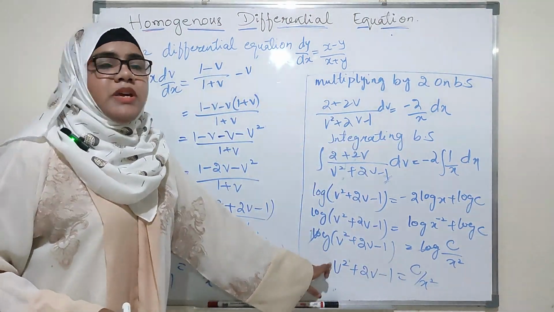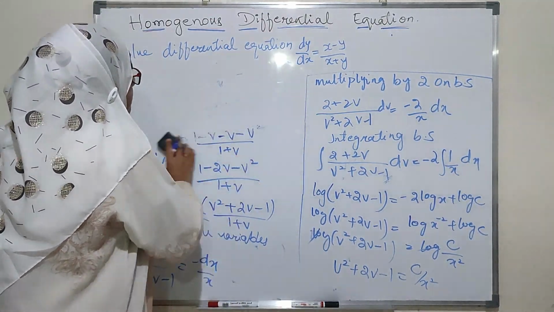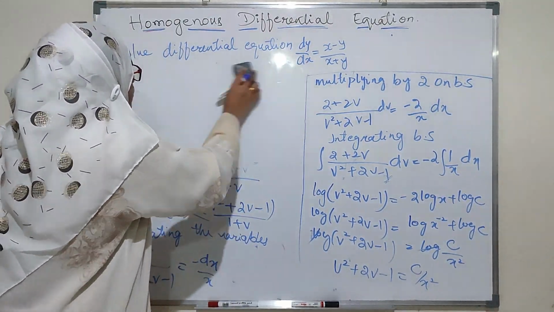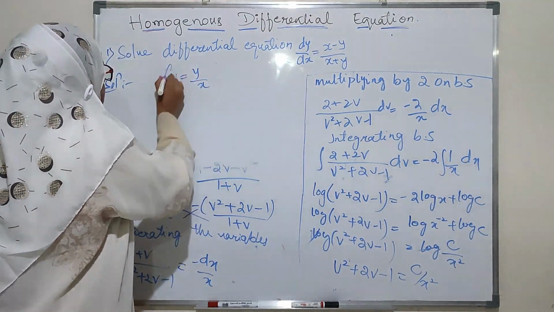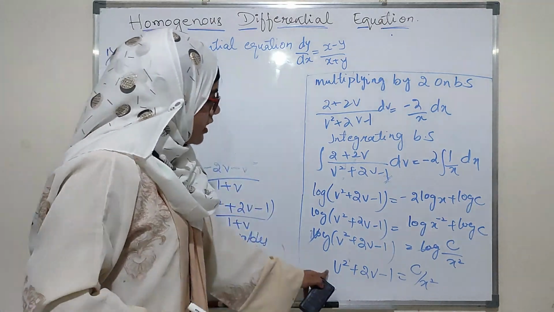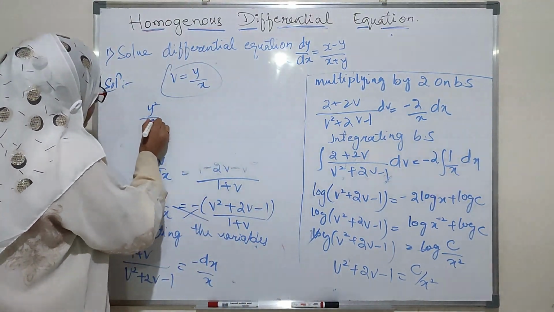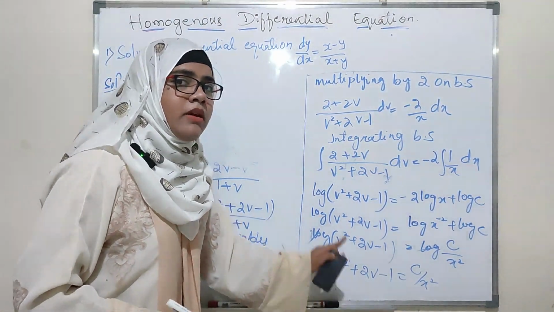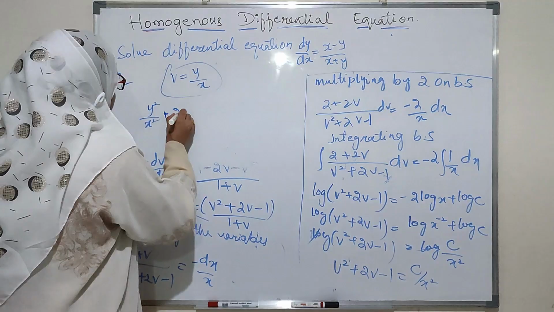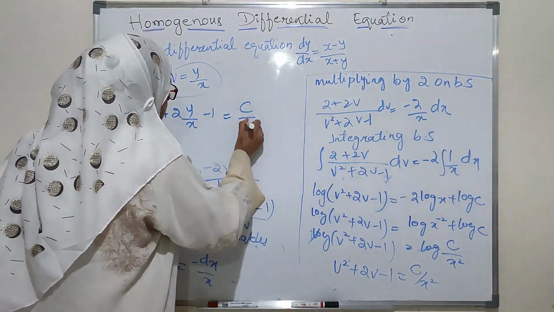So replacing v, which we have taken as y by x. Substituting the v value, v is equal to y by x. Replacing this v value here, it is y square by x square. Wherever you are having v, we have to replace that v by y by x: y square by x square plus 2y by x minus 1 is equal to c by x square.